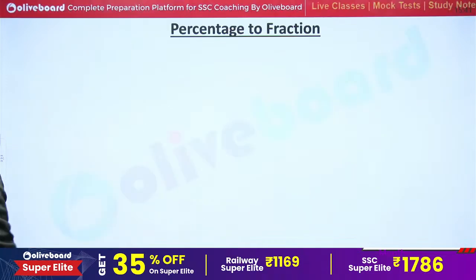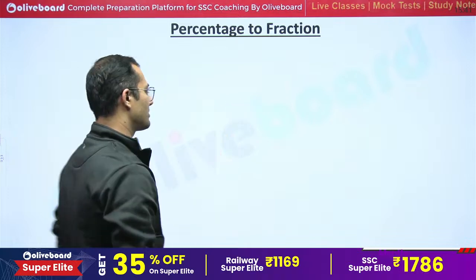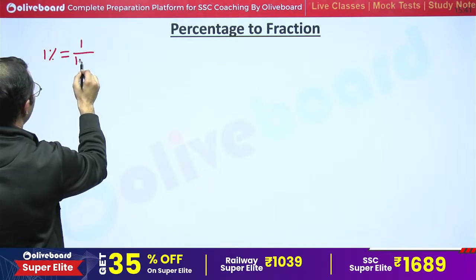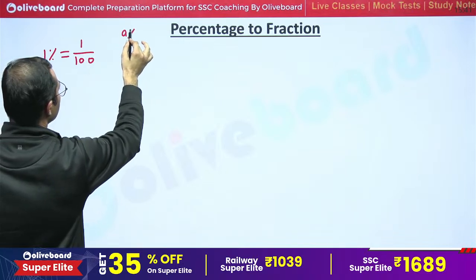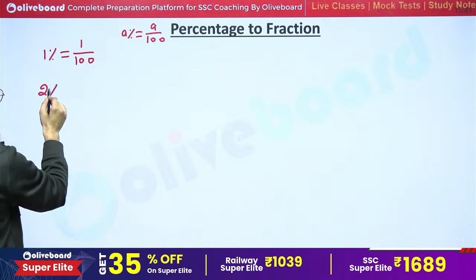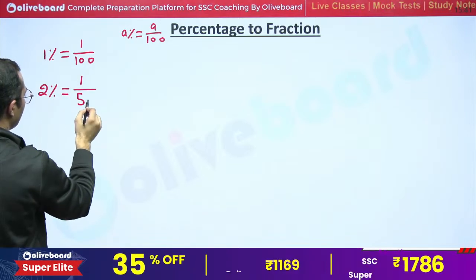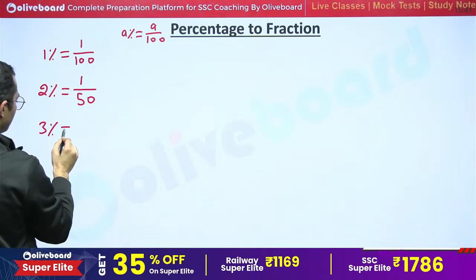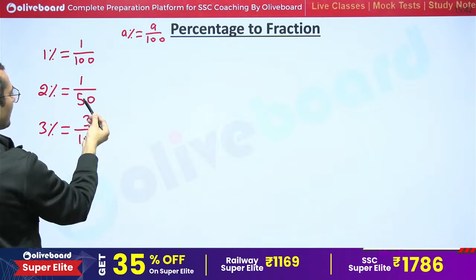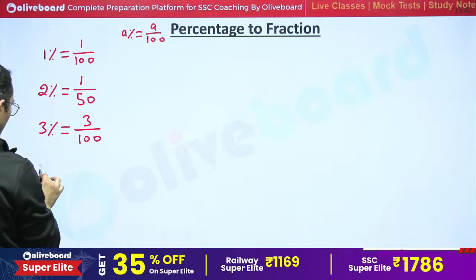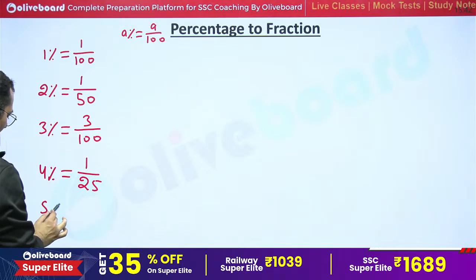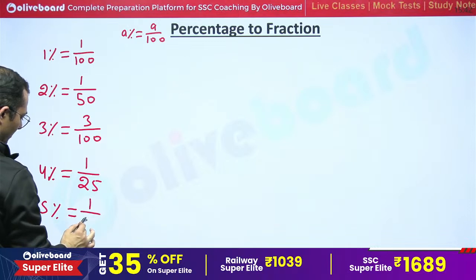See, so the next point is percentage into fraction. So what is percentage into fraction? We know that 1% is equal to 1 upon 100. So the formula is A% is equal to A upon 100. Simple. So 2% is what? 1 upon 50. 3% is what? 3 upon 100. See, 2 upon 100, numerator and denominator are cancelled by 2, right? So 4% is equal to what? 1 upon 25. So 5% is equal to what? 1 upon 20.